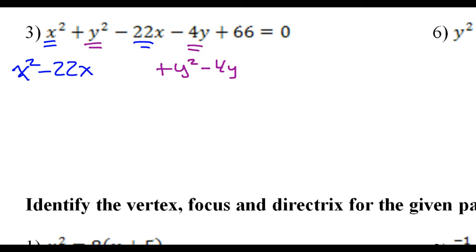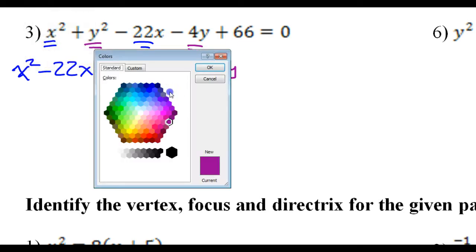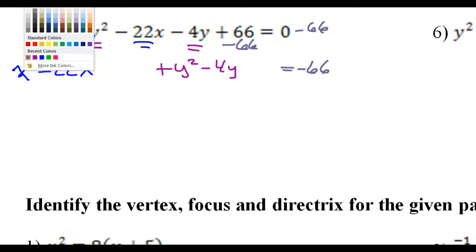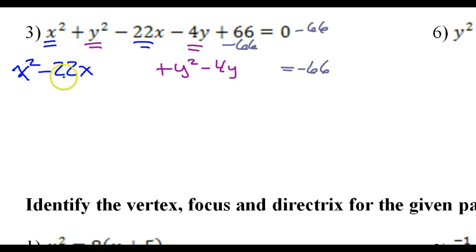Now this constant here is on the wrong side. Let's just get it out of the way by subtracting 66 from both sides. That's going to leave us negative 66 right now. Now, to complete the square, we need to do half the middle squared. Half of 22 is 11. 11 squared is 121. So I need to add that on both sides. Half of 4 is 2. 2 squared is 4. So I need to add 4 to both sides.